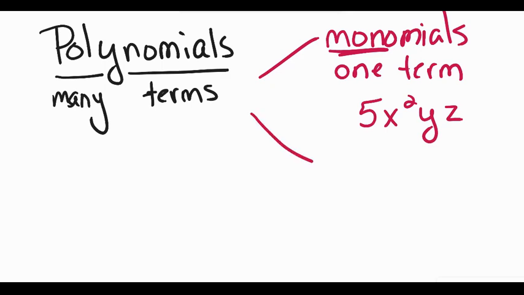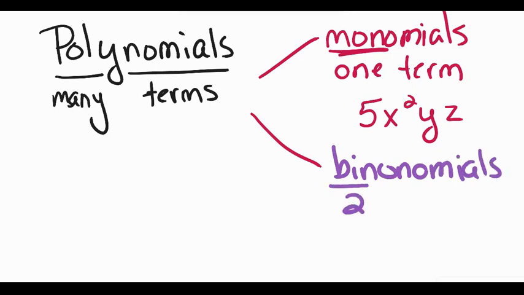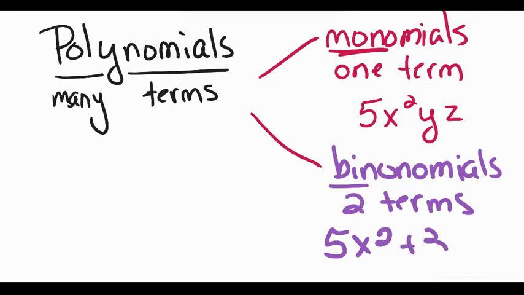Then we have a binomial. Let's do purple. We have binomials, and we work with binomials a lot. Binomials are two terms, and they look like this, 5x squared plus 3x. That would be a binomial because we have two terms. They're separated by an addition or subtraction sign.